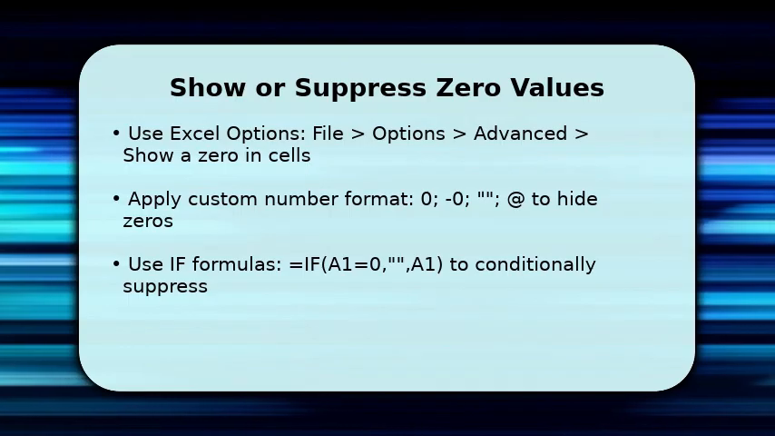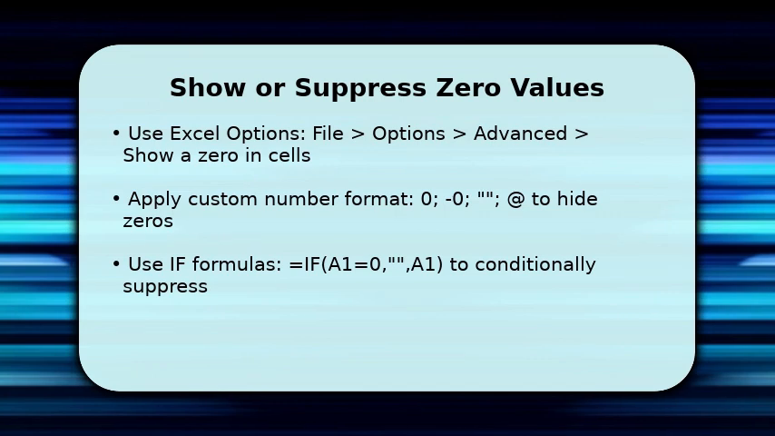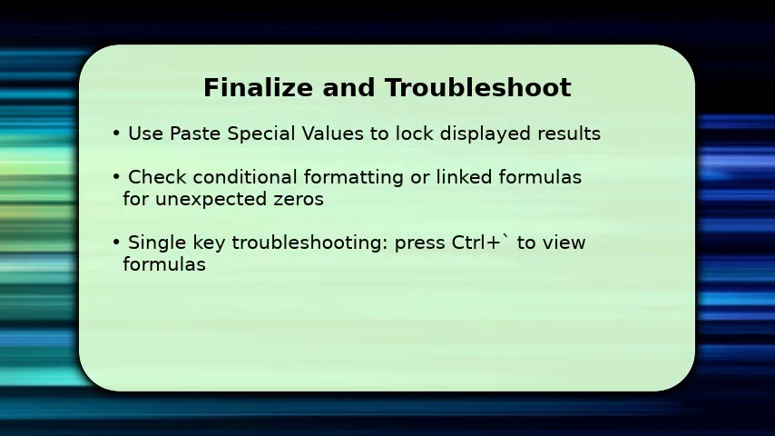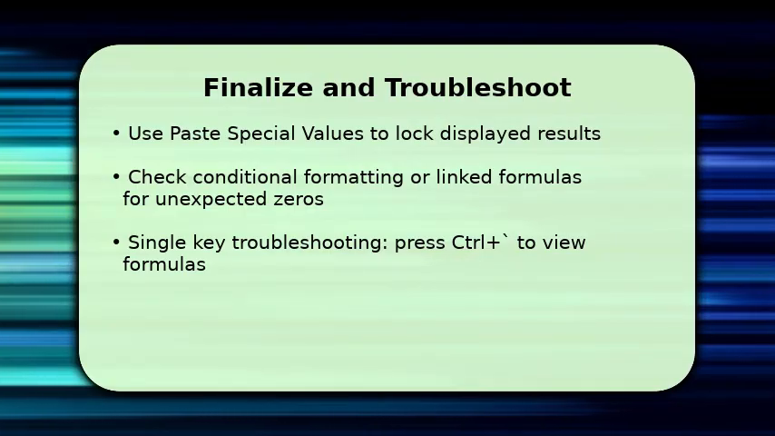Once applied, test several cells to confirm consistent display. If not, finish by locking the results. Copy and Paste Special values to remove formula-driven zeros while keeping the display. Once done, inspect conditional formatting rules and linked sheets because hidden rules often reintroduce zeros. Fix or remove those rules.